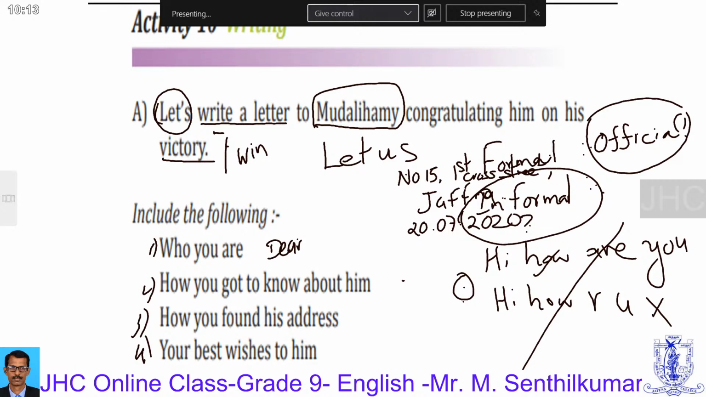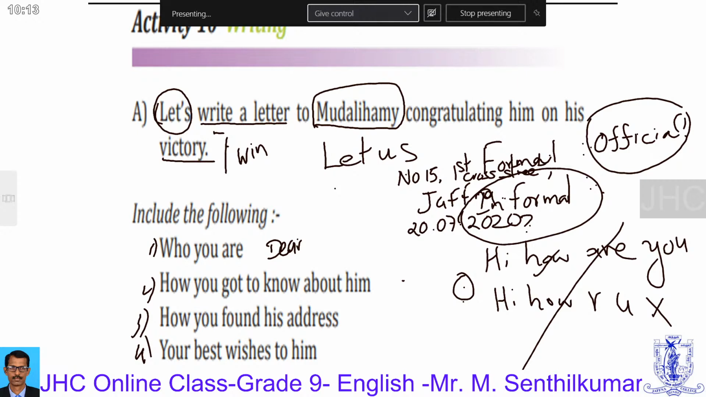How you found his address: one of your schoolmates or one of your friends. I met him at the supermarket yesterday. You give his name: I met one of your schoolmates, Ravi or Kumar, yesterday at the supermarket. He gave your address. Okay.